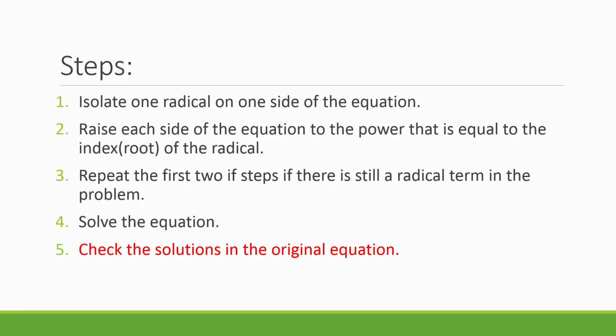Now, once you get the radical isolated to one side of the equation, then you want to raise each side of the equation to the power that is equal to the index, or the root of the radical. For example, if you have the square root of something, then you want to square each side. Or if you have the cube root of something, then you want to raise each side to the third power.